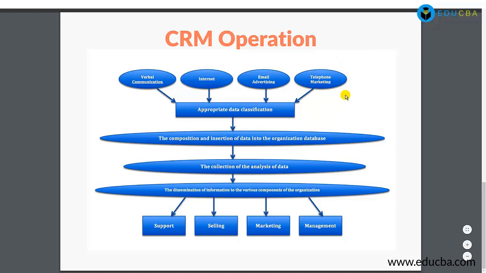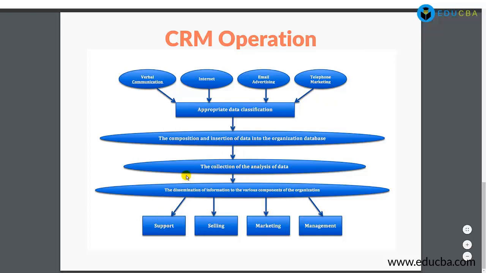Everything is coming in and getting appropriately classified. It's called appropriate data classification in the CRM. Then it's going into the composition and insertion of data into the organization database. Whatever is coming in is getting classified and going into the database. Now we are getting a collection of the analysis of data, that is, we're analyzing the data, and after the analysis it's getting disseminated to various people in the organization.